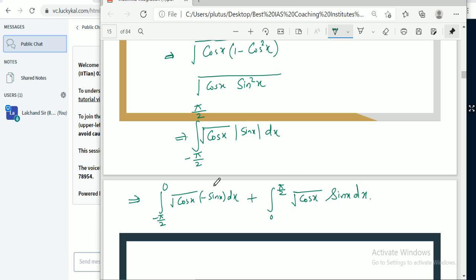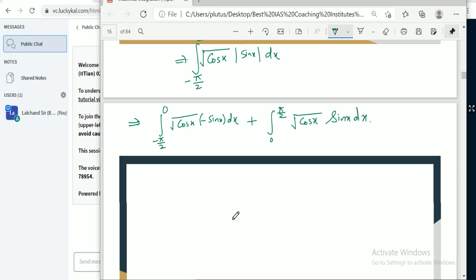Now we just need to make the substitution cos x equal to t. Let cos x equal to t, then we have minus sin x dx equal to dt. So the first integral will be under root t dt. Okay, so what will be the limit of t? If x is minus pi by 2, that means t is 0, so we can say 0 to 1 is the limit of the first integral.